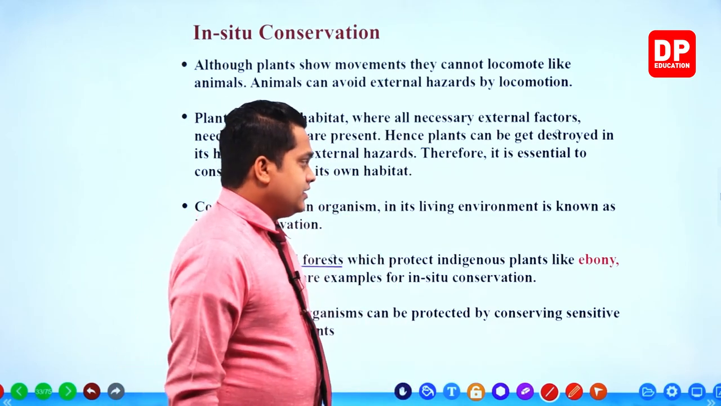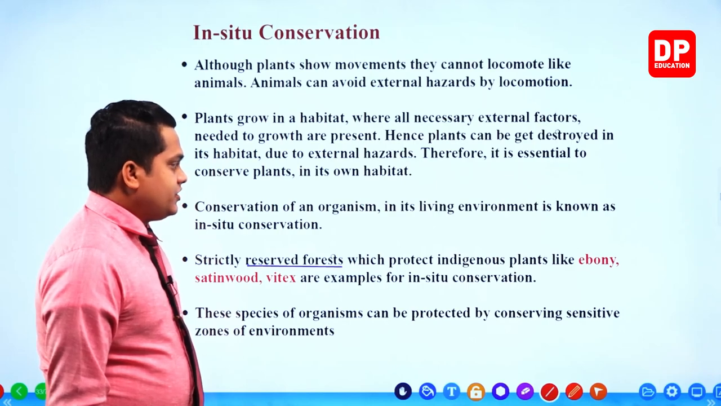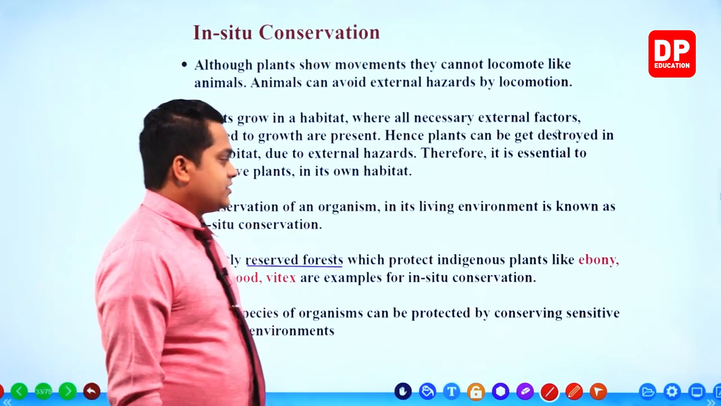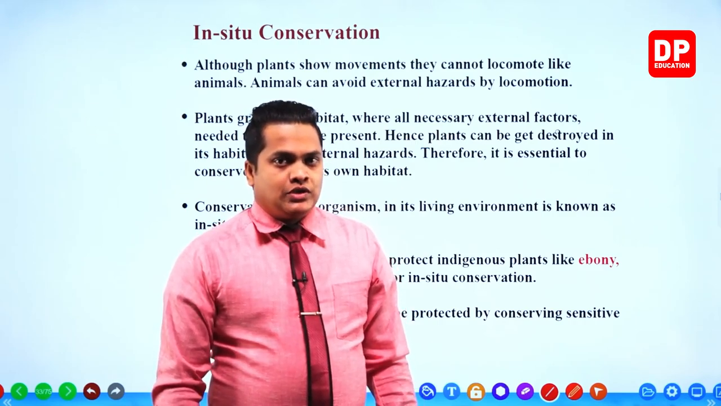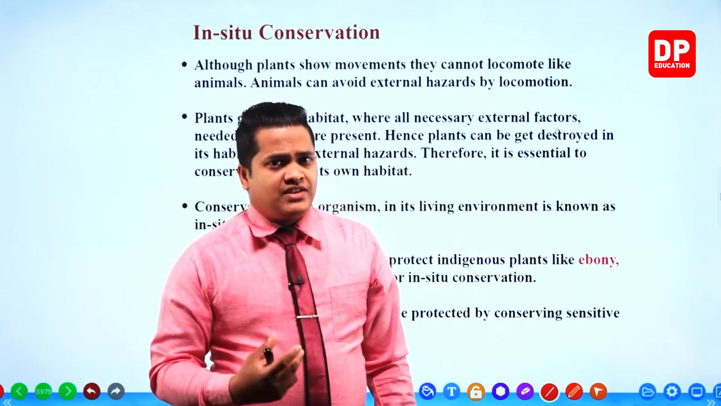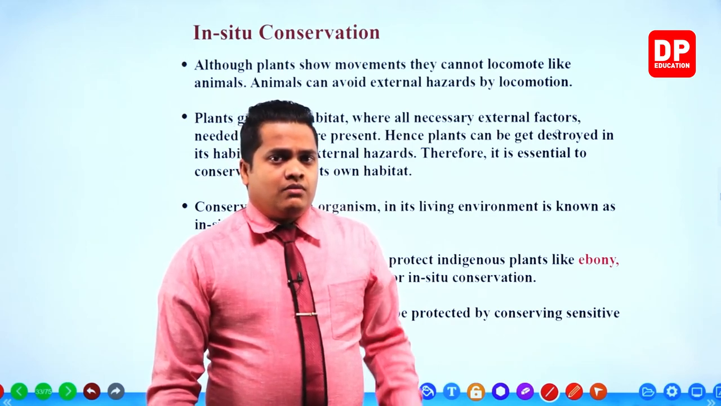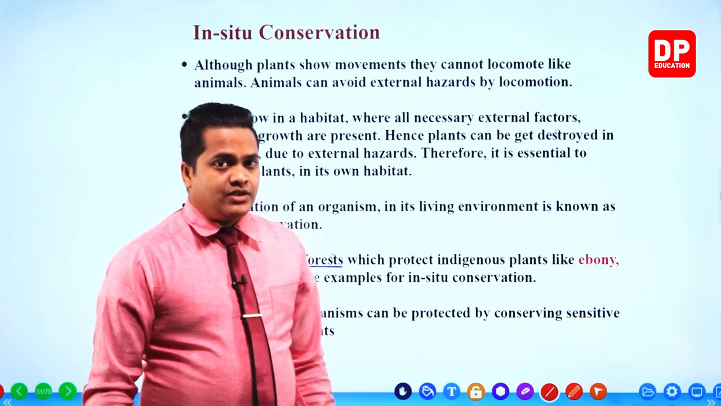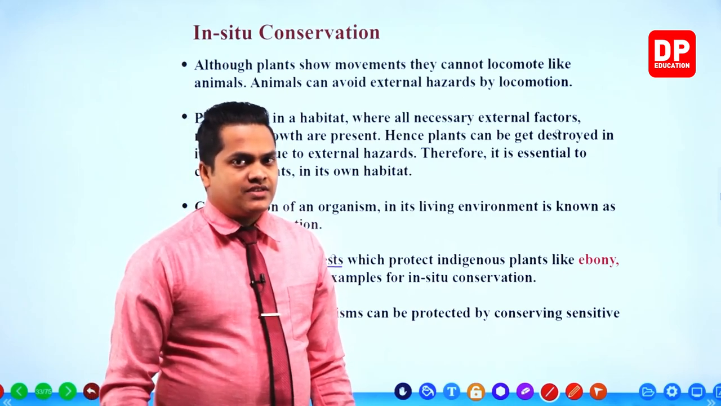Here, ebony, satinwood and vitex are examples for in situ conservation. These species of organisms can be protected by conserving sensitive zones of the environment. Sensitive zones means those reserves. Upon conservation, we can save these plants, my dear children. It's mainly because these plants are only limited to a certain area, so by protecting these plants, we'll protect the whole species. Conserving a certain organism within its own habitat is referred to as in situ conservation.